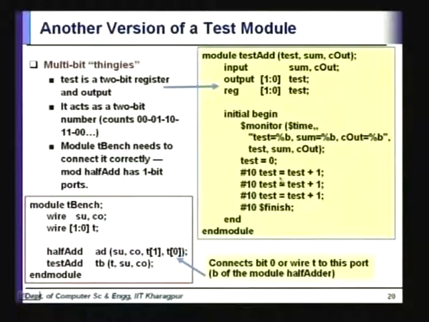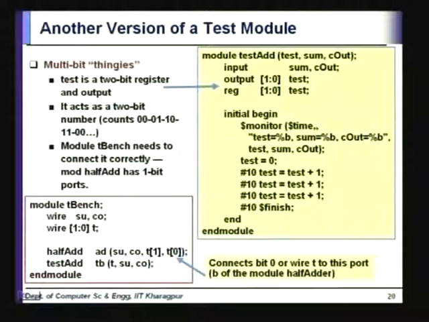So where were we? Here. Now you can also have multi-bit things, like you see this output here is multiple bits. So 1:0, it's a 2-bit output. This is a 2-bit register. Now it acts as a 2-bit number, so you can count 00, 01, 10, 11. Any of these values it can take.